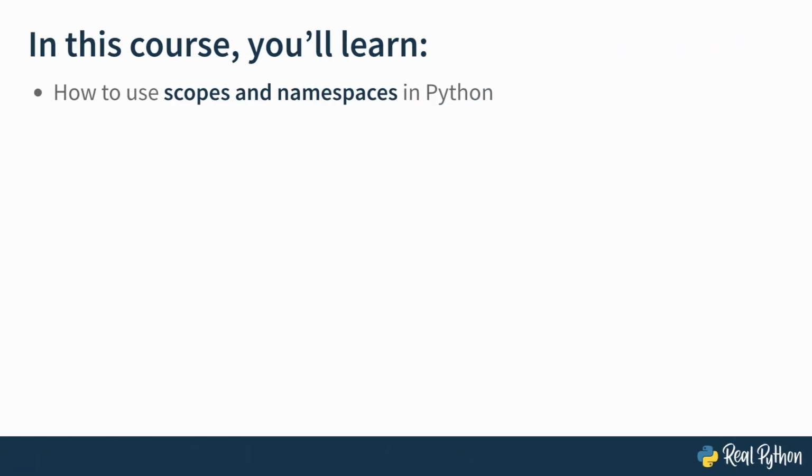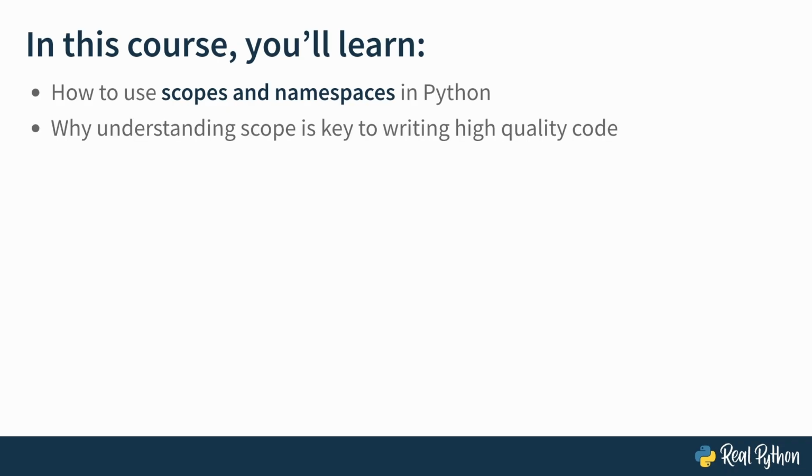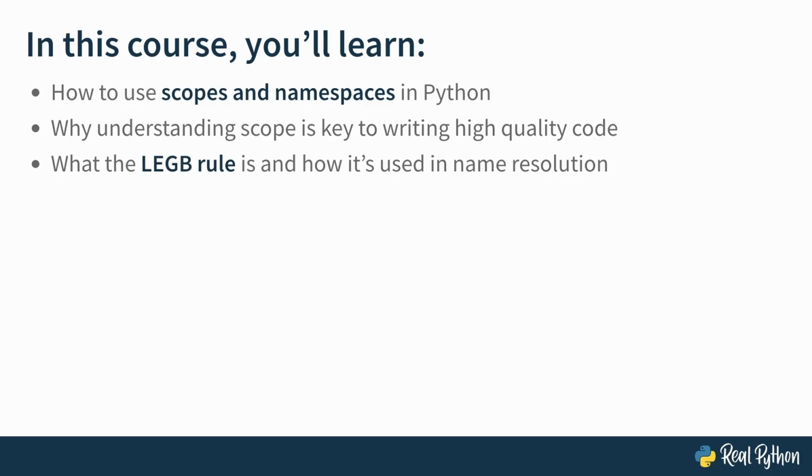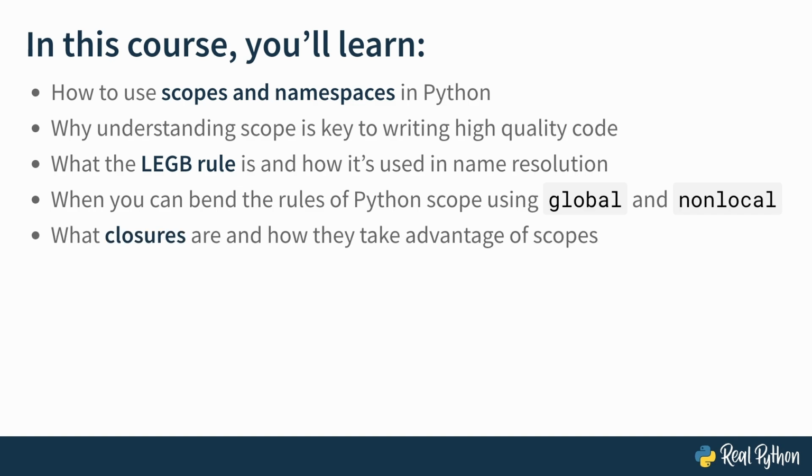In this course, you'll learn how to use scopes and namespaces in Python, why understanding scope is key to writing high-quality code, what the LEGB rule is and how it's used in name resolution, when you can bend the rules of Python scope using the global and non-local statements, and finally, what closures are and how they take advantage of scopes. With these skills, you'll level up your ability to write Python programs that are more maintainable, reliable, and even have fewer bugs.